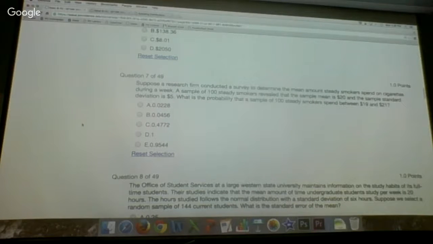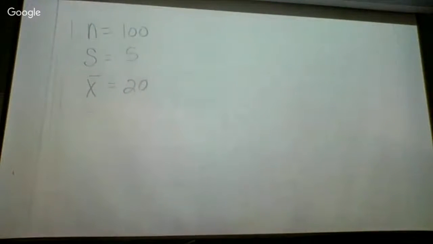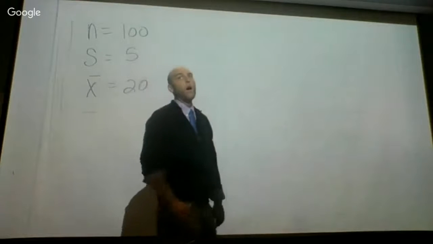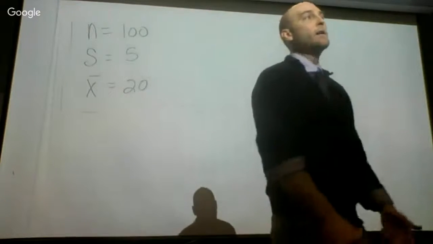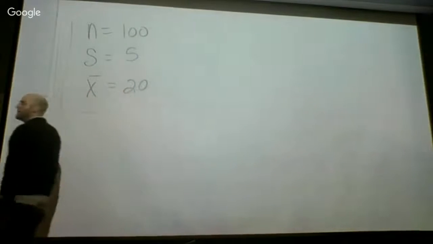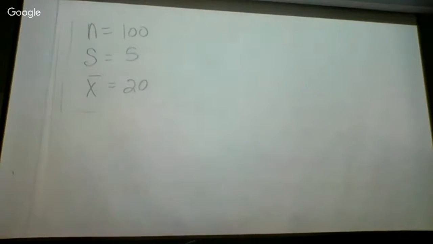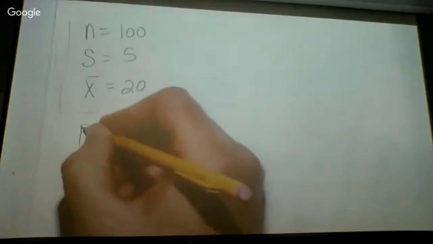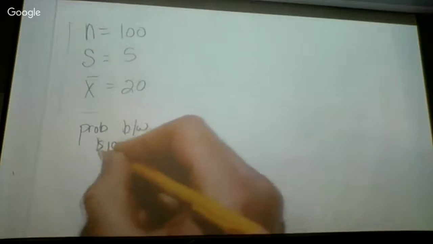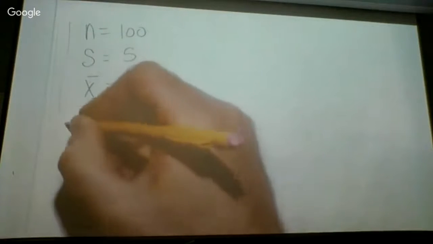This is all information, by the way. In this case, N, S, and X bar. Sample size, sample standard deviation, sample mean. All pieces of information that I observed. And now we're going to ask the question, what's the probability of finding a sample of 100 steady smokers who are between $19 and $21 as their average weekly spend?